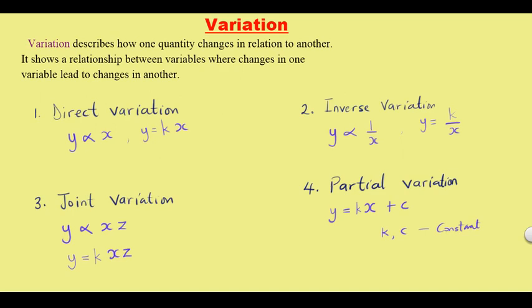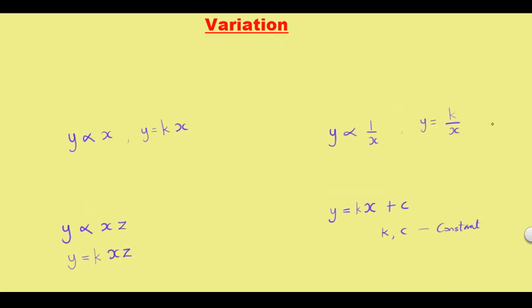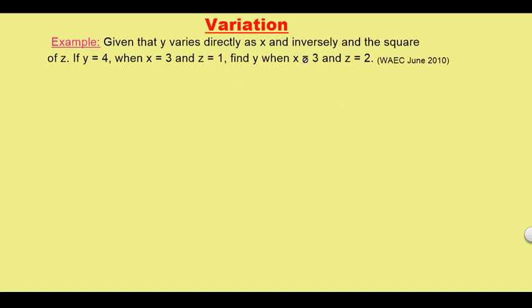Now we understand these four types of variation. Let's take a live example of it and solve one by one. We have this example. Given that y varies directly as x and inversely as the square of z, and we are given those initial conditions, how do we solve this type of problem?